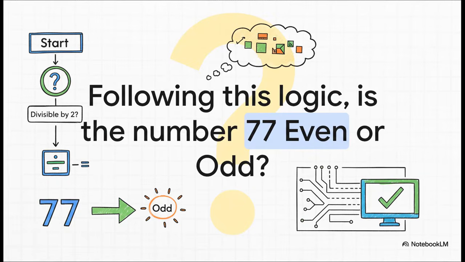Okay, quick quiz for you. Let's test this. Using the same logic, what about the number 77? Is it even or odd? So, 77 divided by 2, does it leave a remainder? Yes, it does. So the answer to the question is no, and the flowchart would go down the path that prints odd. See, you're already thinking like a computer.